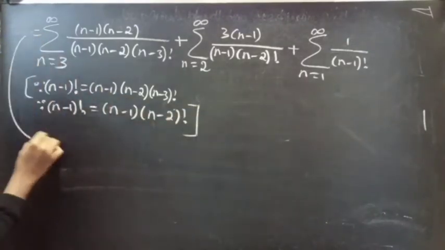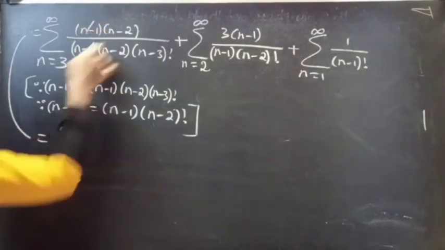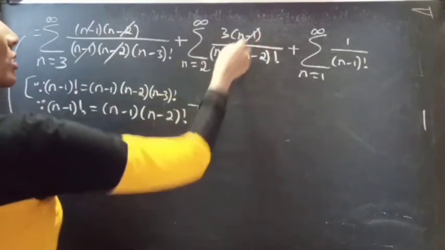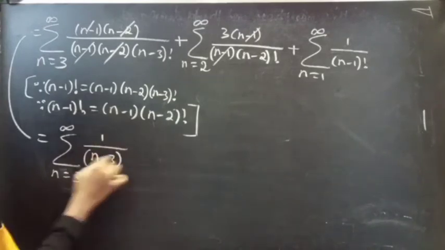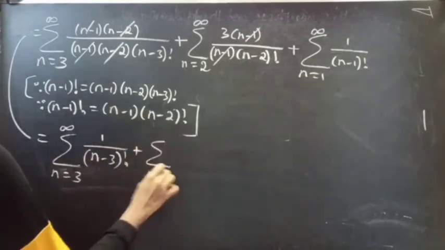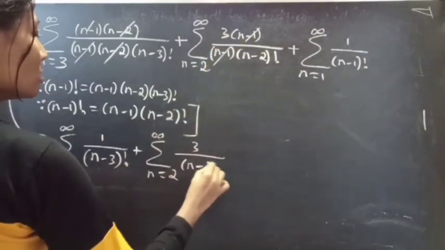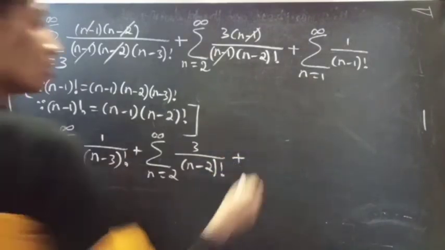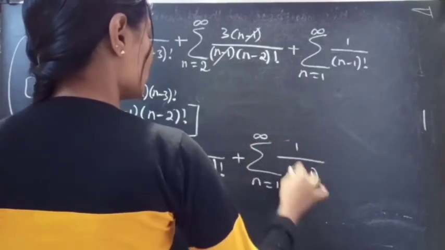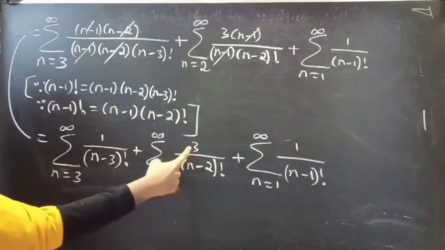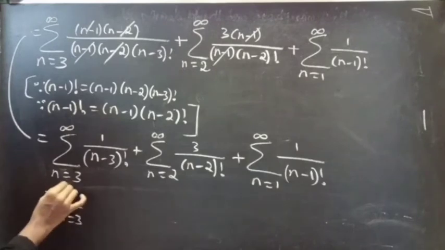So this becomes summation n equals to 3 to infinity. Now cancel n minus 1, n minus 1, n minus 2, n minus 2, n minus 1, n minus 1. We'll get 1 by n minus 3 factorial plus summation n equals to 2 to infinity 3 by n minus 2 factorial plus summation n equals to 1 to infinity 1 by n minus 1 factorial. Here you're having constant 3, so you can take it outside the summation.